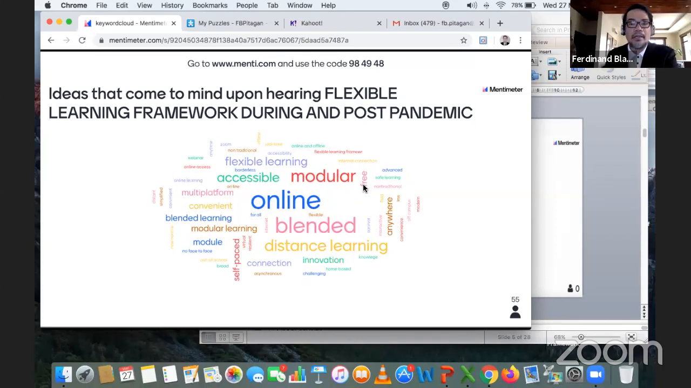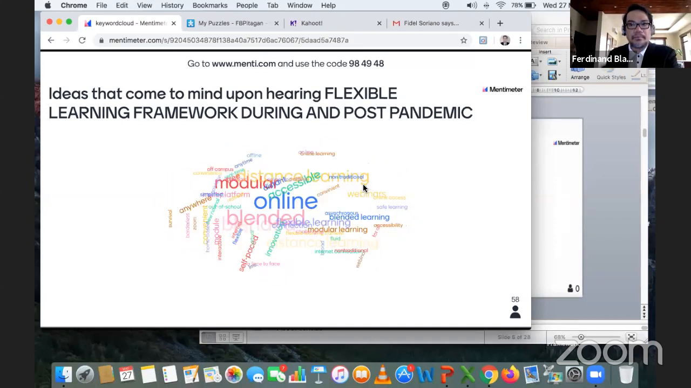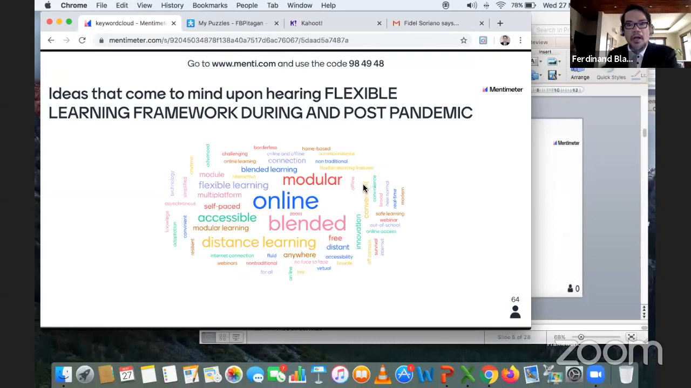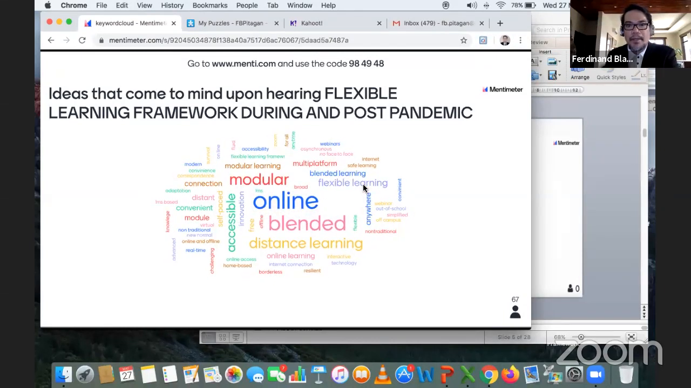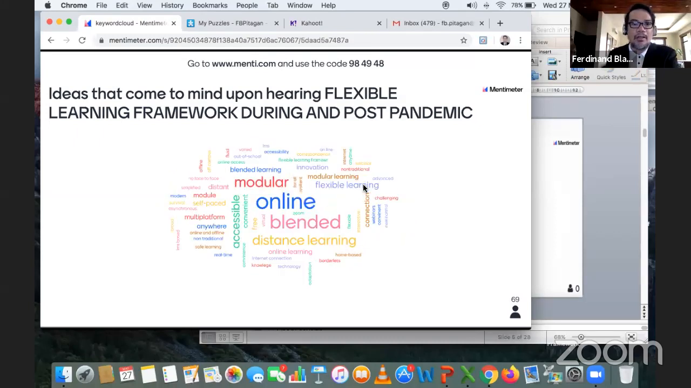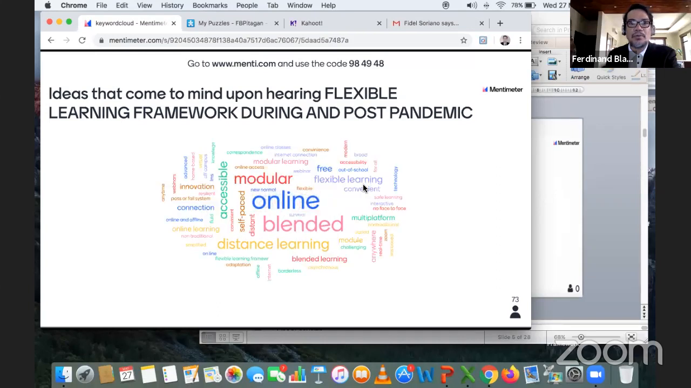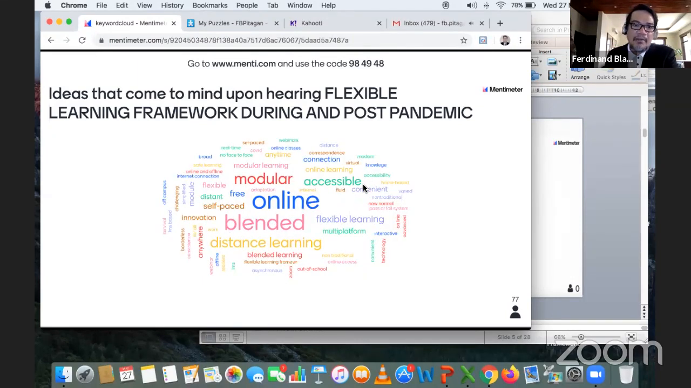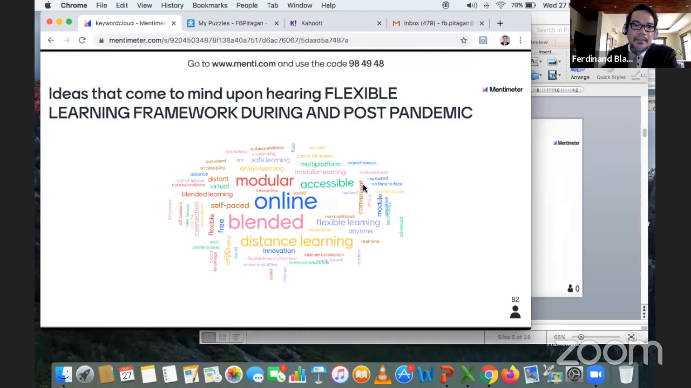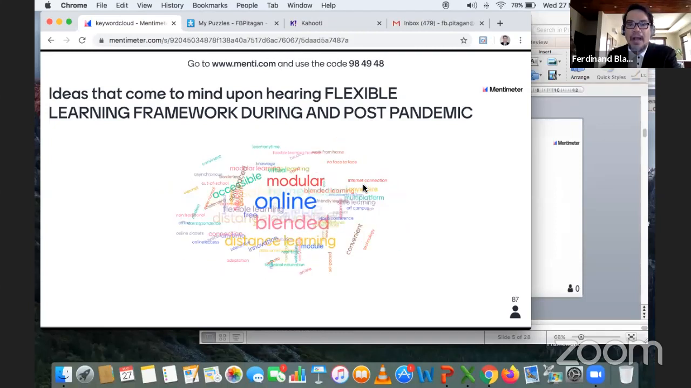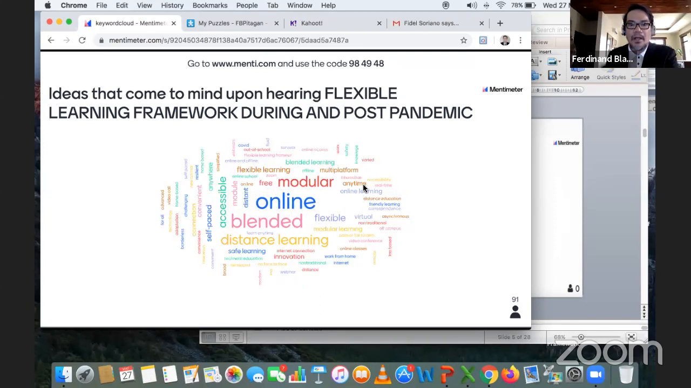So the larger the words, it means that those are the words that are mostly uttered by our participants. We have 64 participants now. Simplified, home-based, wow. Learning for all, anywhere. Out of school, correspondence, knowledge, wow. Very good. Accessible, distant. Okay, interactive, off campus, technology.